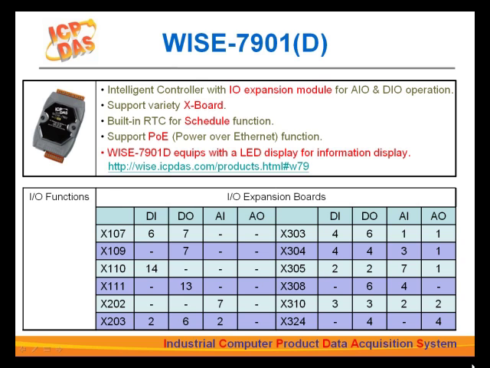WISE-7901D is equipped with a 5-digit, 7-segment LED display to show information like the IP address, web settings, and I/O channel data. This information is essential for on-site debugging, status display, and troubleshooting.